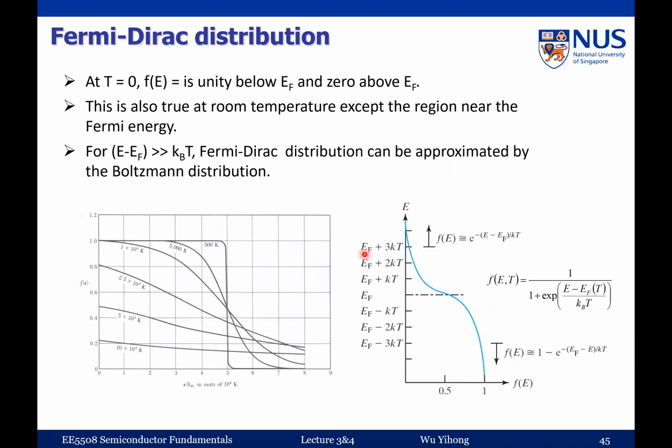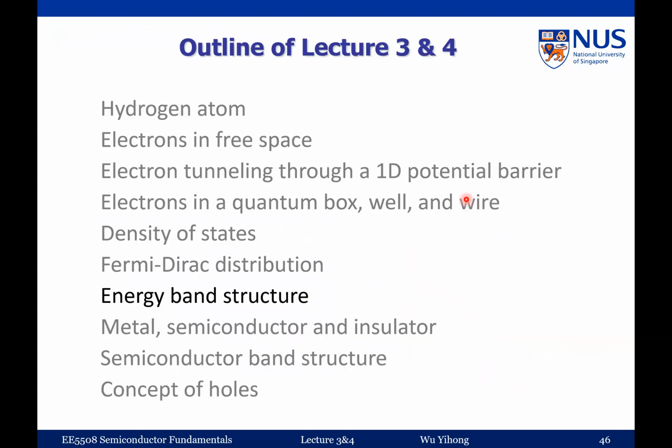However, when E is much larger than EF, for example about 3 kT in thermal energy from EF, this term is much larger than 1, so just ignore the 1, and you get a Boltzmann distribution. It means that far away from the Fermi surface, you have a Boltzmann distribution. And far below it, you get 1 minus this term, which means that you have empty states right below the Fermi surface. This is a very important concept.